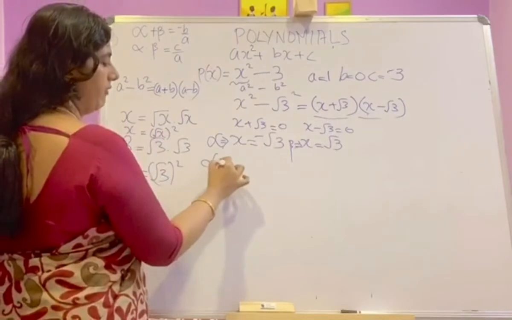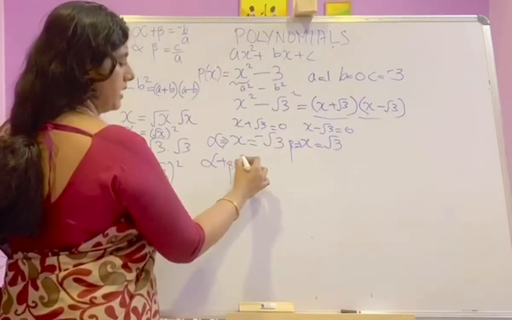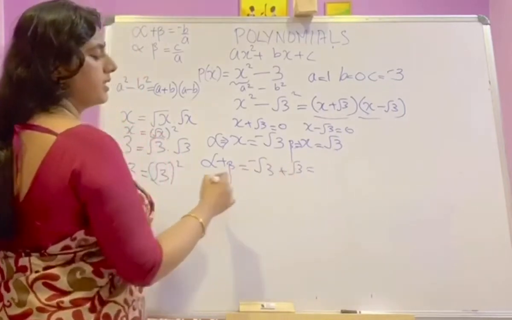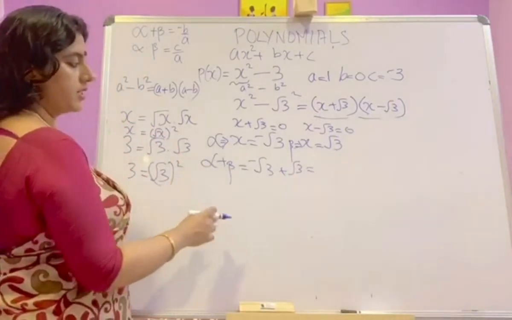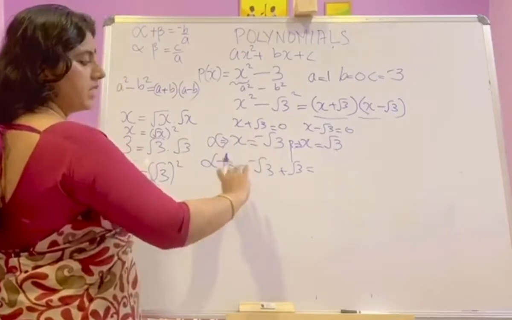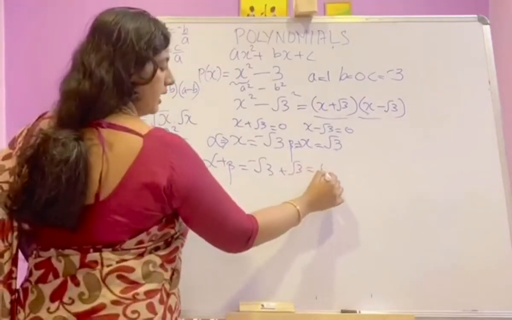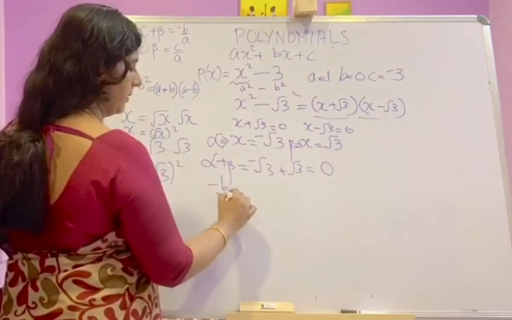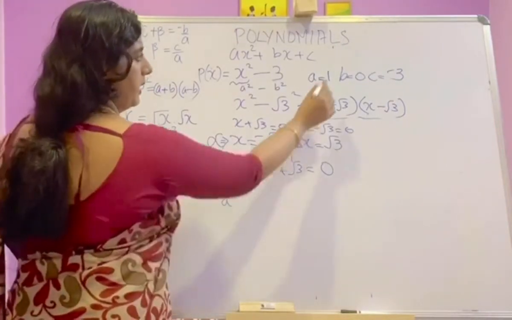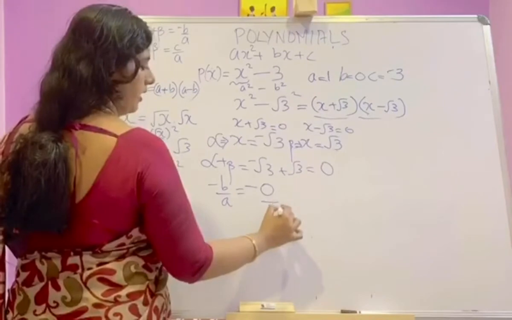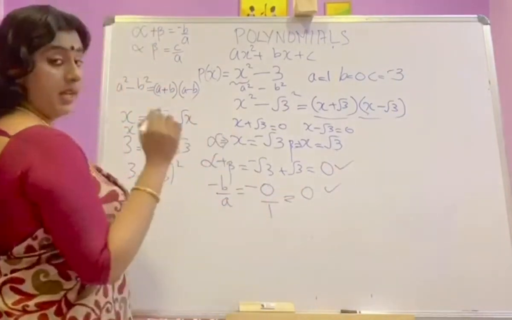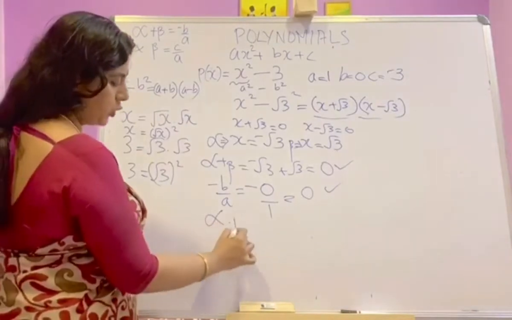Let us check alpha plus beta. That is negative root 3 plus root 3. Here these are additive inverses, same numbers, different signs. On addition, you will get the answer 0. Let us check it with minus b by a. Negative b is 0, by a, 1. 0 by 1 is 0. Hence verified.